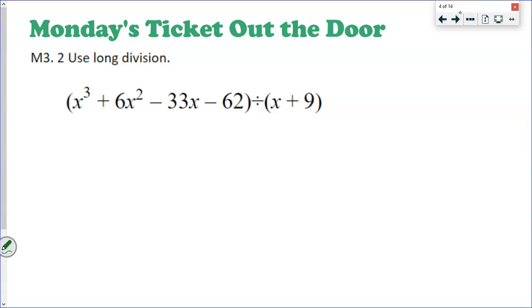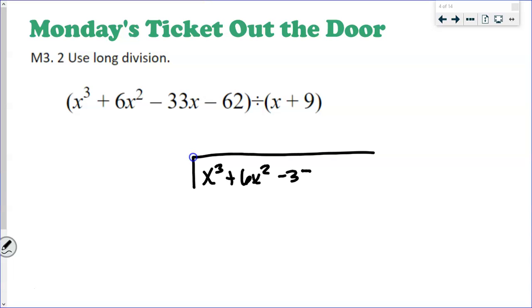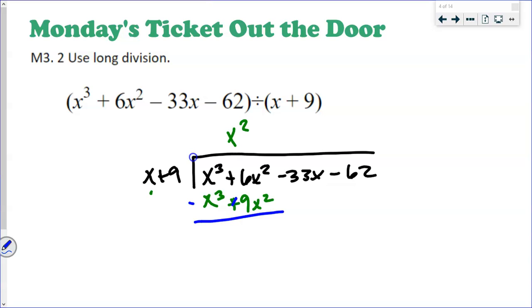Also want to go over the ticket out the door yesterday. So this is just another opportunity for us to see division, right? So we're going to do x to the third plus 6x squared minus 33x minus 62, divided by x plus 9. So my question always is, what do I need to multiply by this x to get this x? And that would be x squared, right? So then I get x to the third here, and x squared times 9 is plus 9x squared. Now recall, we're subtracting this whole term, right? So we're going to subtract both of these, so that's going to be minus 3x squared.